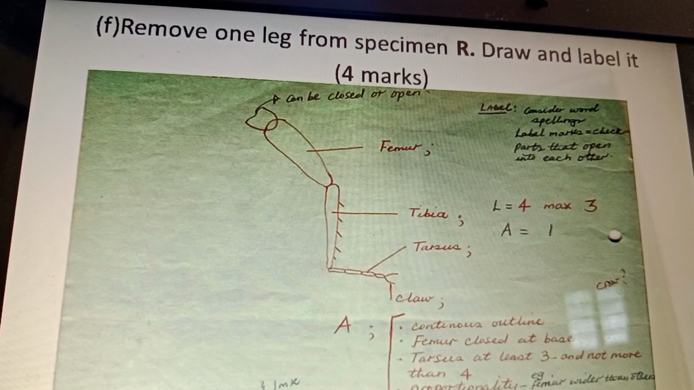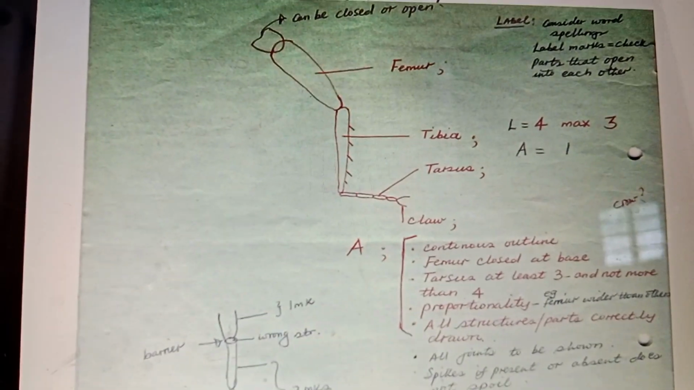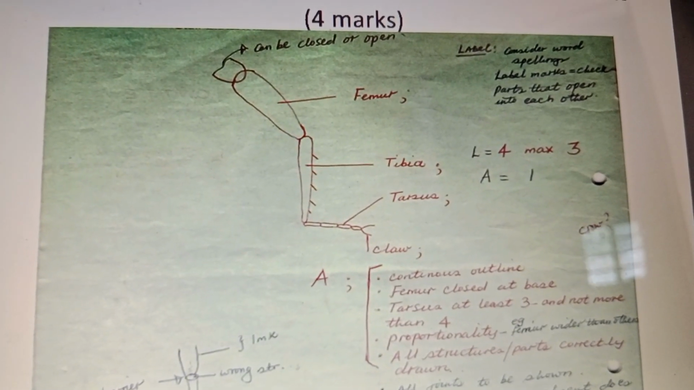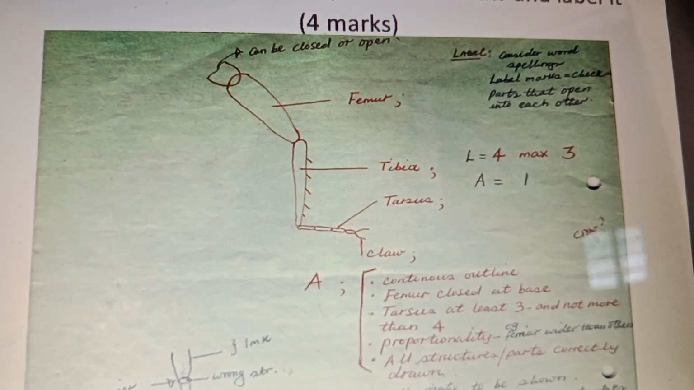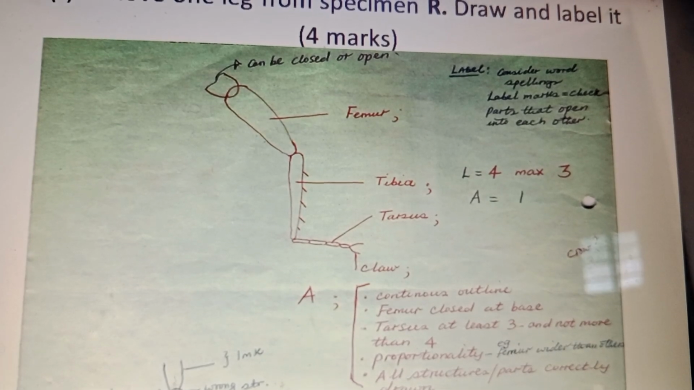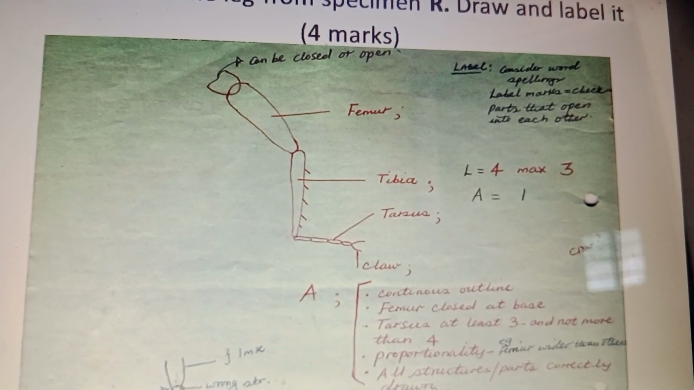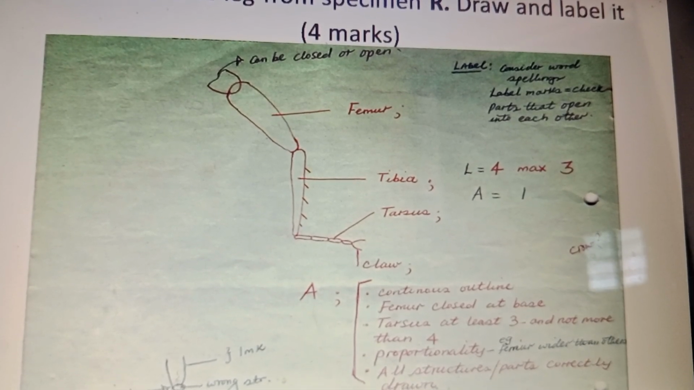Remove one leg from specimen R, draw and label it. All right? So we have removed the leg, although, okay, the camera has just fallen down, the leg has been removed. So now we are labeling it, and you can see that arrow there shows that part which can be closed or open.